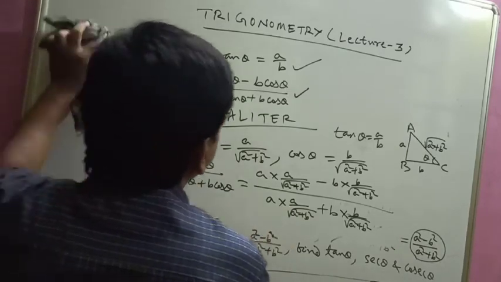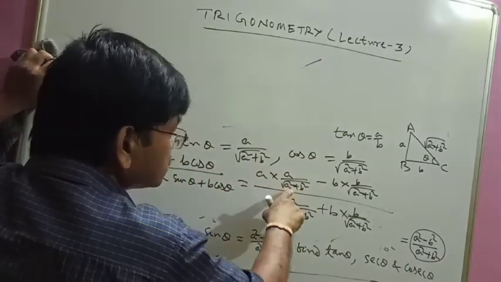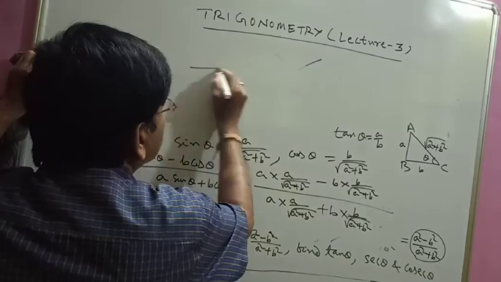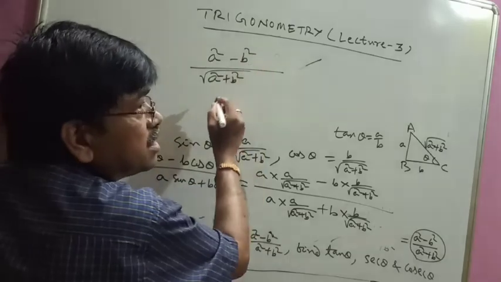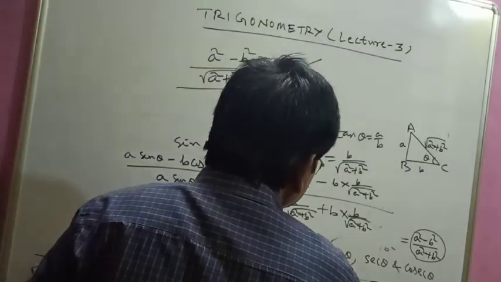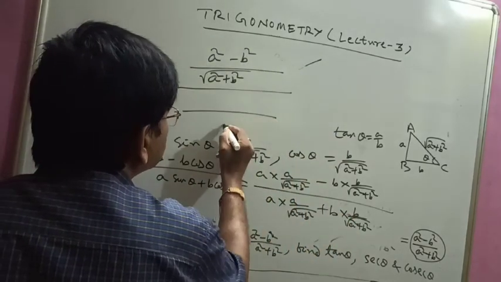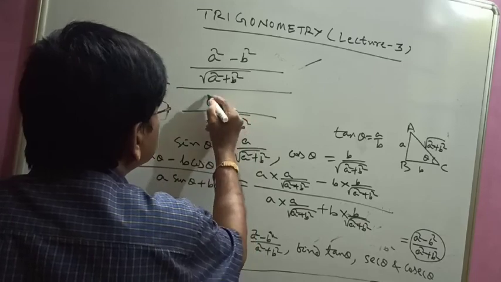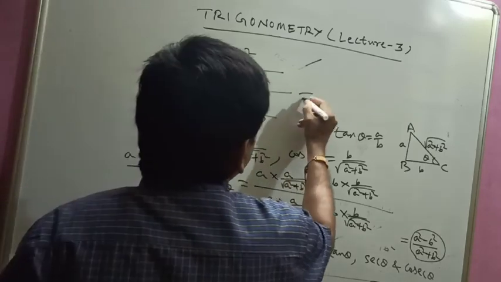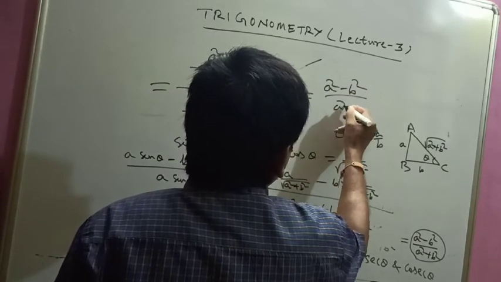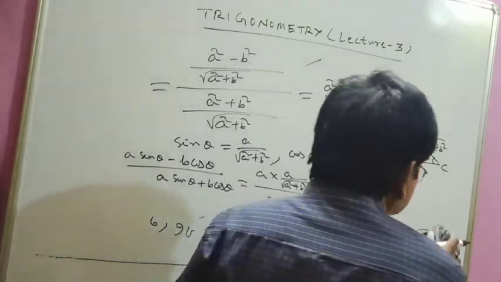Let us simplify this. After simplification, you see here a square by root over a square plus b square, minus b square by root over a square plus b square. So the LCM is root over a square plus b square, then it is a square minus b square. Similarly in the denominator, this is a square by root over a square plus b square, plus b square by root over a square plus b square. So your LCM is root over a square plus b square, and you have a square plus b square. Now this by this, root over a square plus b square, here also the denominator will get cancelled. So you will get a square minus b square by a square plus b square. And in our previous answer also you got this one. So the answer is the same.